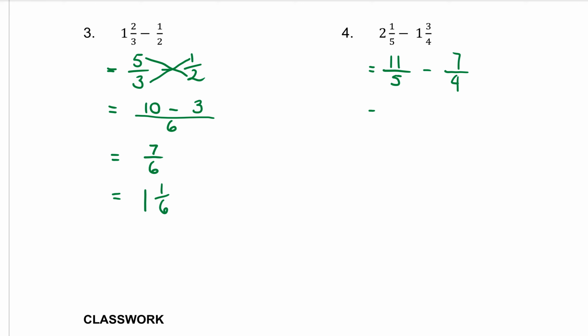Now we get our common denominator. 5 times 4 is 20. Timesing diagonally. 11 times 4 is 44. And minus 7 times 5 is 35. Subtract the top. Yes, Camilla? Subtract the top. 44 minus 35 is 9 over 20.